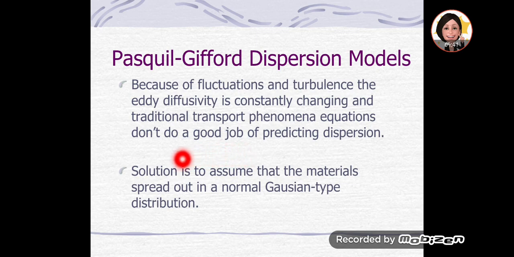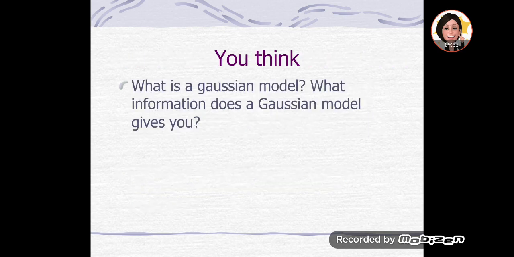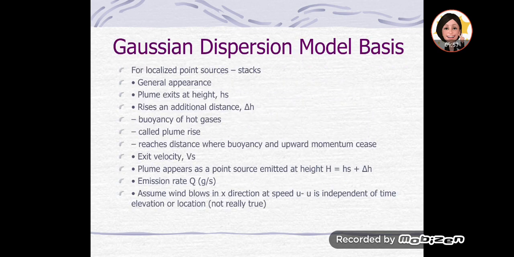The solution of the Pasquill Gifford dispersion model is to assume that the materials spread out in a normal, Gaussian type distribution. Gaussian comes with a double S. These are the model basis of a Gaussian distribution model. These are the informations that we require. For a localized point source such as stacks, what is the general appearance? Is it a plume, or is it like clouds?